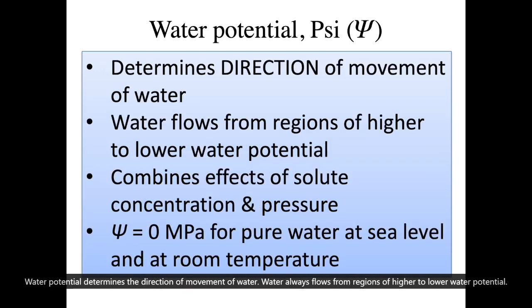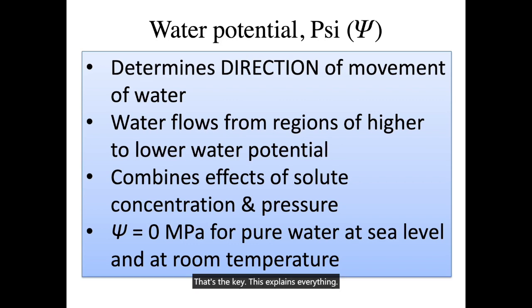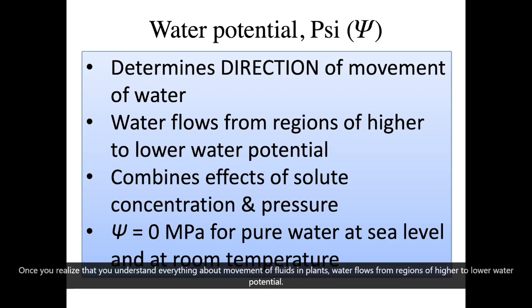Water potential determines the direction of movement of water. Water always flows from regions of higher to lower water potential. That's the key. This explains everything. Once you realize that, you understand everything about movement of fluids in plants. Water flows from regions of higher to lower water potential.